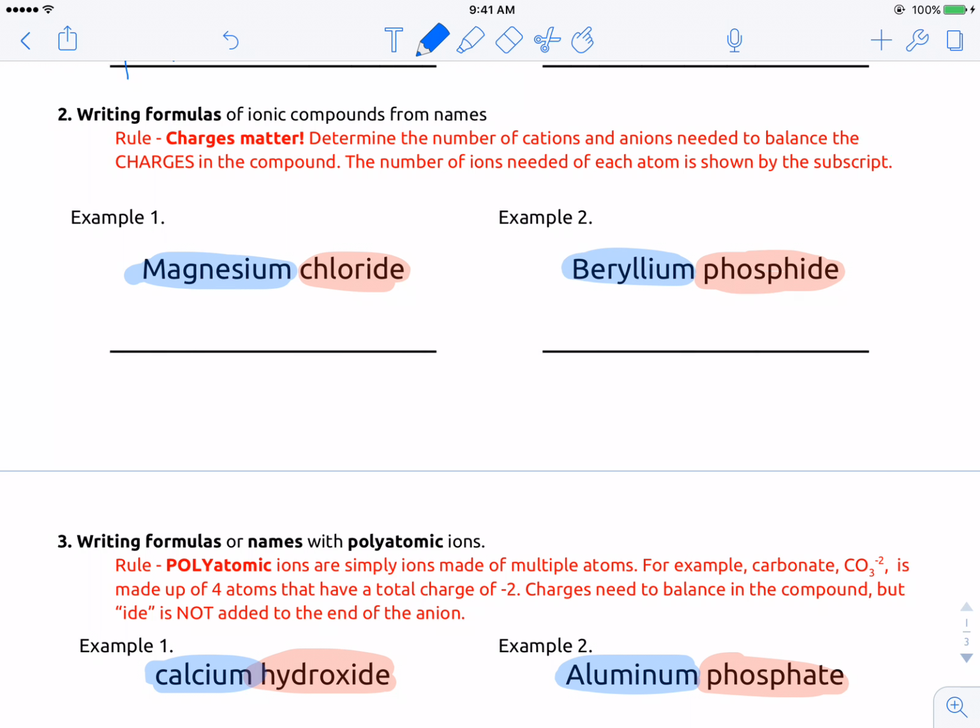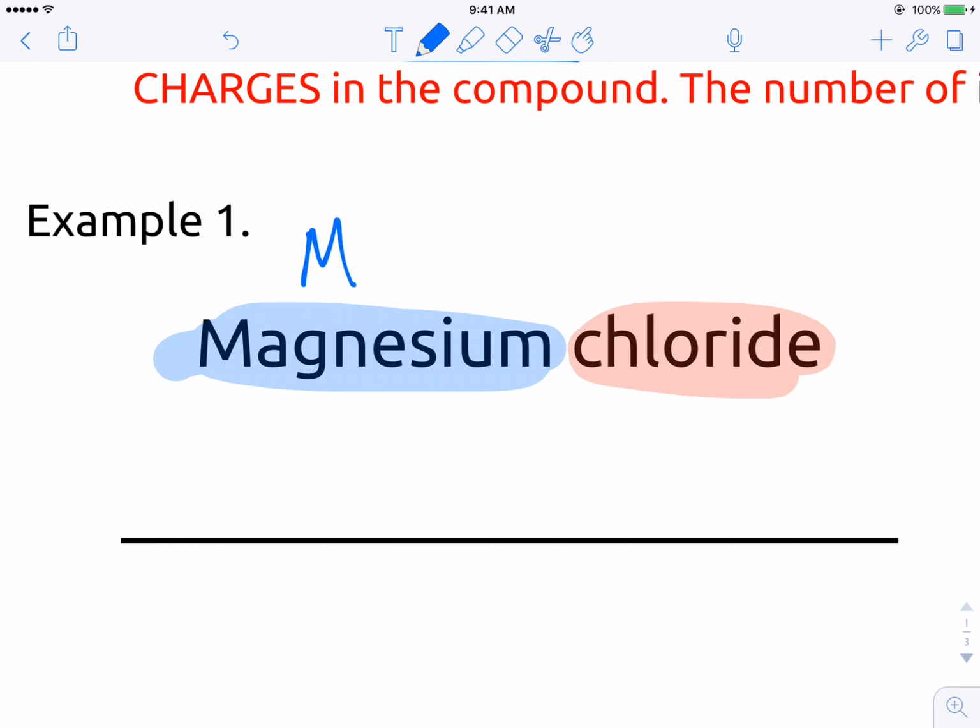If I wanted to do the opposite and write the formulas, if I were given something like magnesium chloride as the name and I needed to write the formula, it's going to be a little bit different. If I do that, charges matter. I need to figure out the charge of the cation and the charge of the anion, and I need to balance those charges. And the number of ions I need of each type is then shown by the subscript. So I always say start by just writing the symbol and the charge of that ion. So magnesium is Mg, forms a positive 2 charge. Chloride is actually chlorine, has a negative 1 charge.